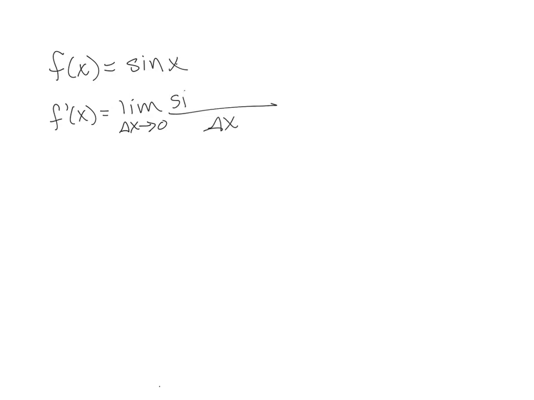If I have f of x is the sine of x, whatever that angle might be, we'll get into that later. Definition, the limit definition, let's see if we can work this out. Delta x goes to 0, delta x on the bottom. The sine of x plus delta x minus the sine of x. How in the world are you going to do that? Well, you're going to have to remember some of your trig identities. Let me do this in a different color here.